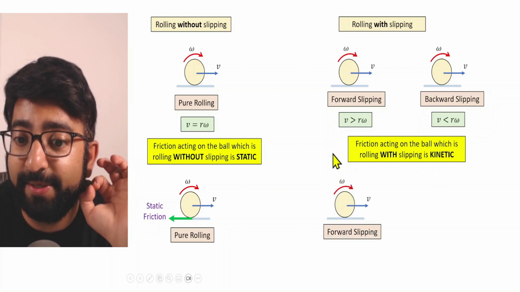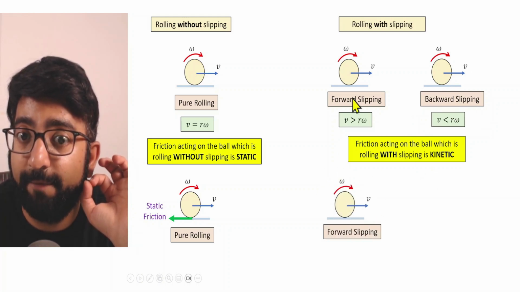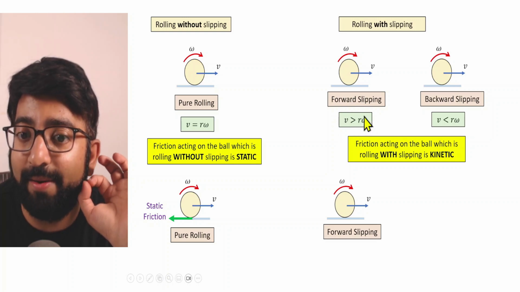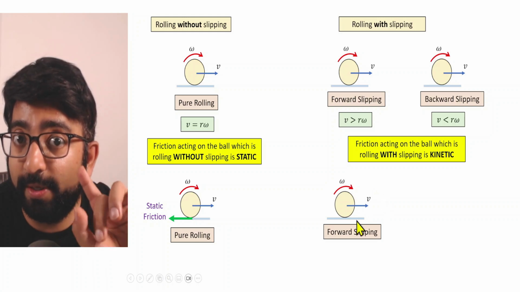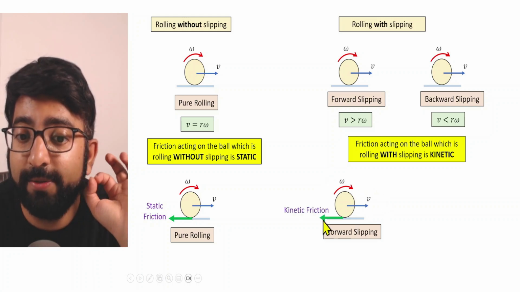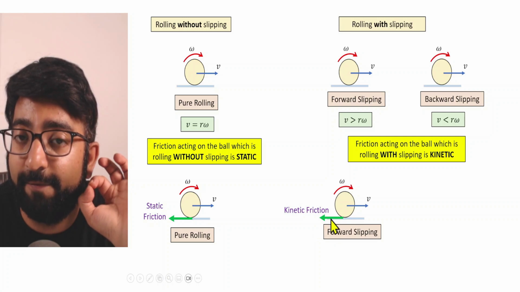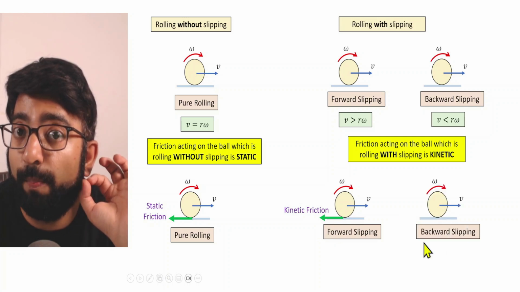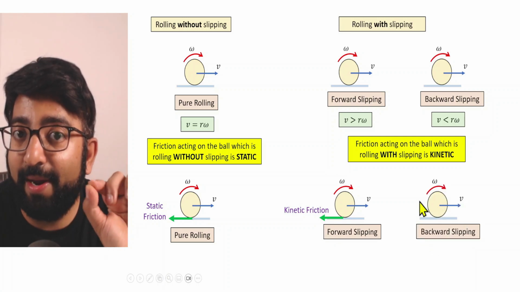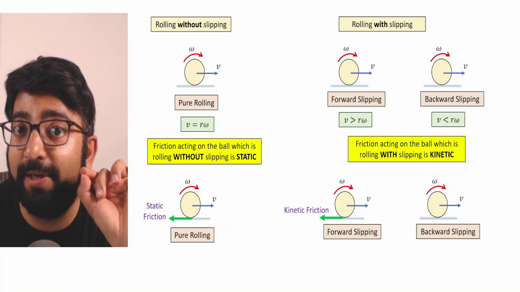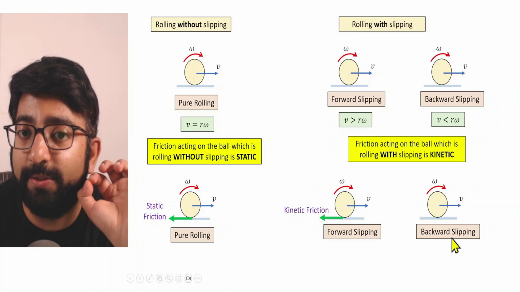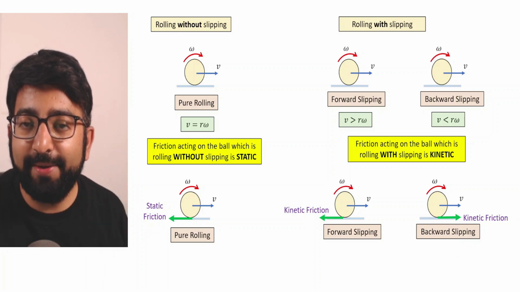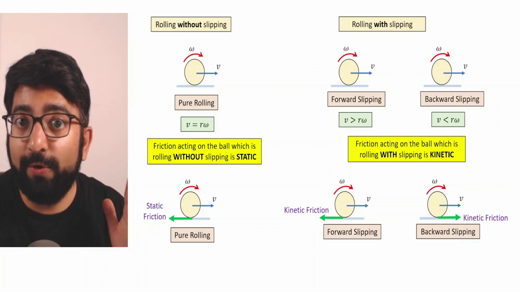And now let us look at the direction. In case of forward slipping, where we saw the forward motion was greater than r omega, since the wheel is slipping in the forward direction, friction will try to oppose it. So kinetic friction will act in the leftward direction. But when it comes to backward slipping, the wheel is trying to slip backwards, which the friction will try to oppose. And that is why in the backward slipping situation, the kinetic friction will be acting in the forward direction. And that is why to solve the exam questions, you need to be careful.